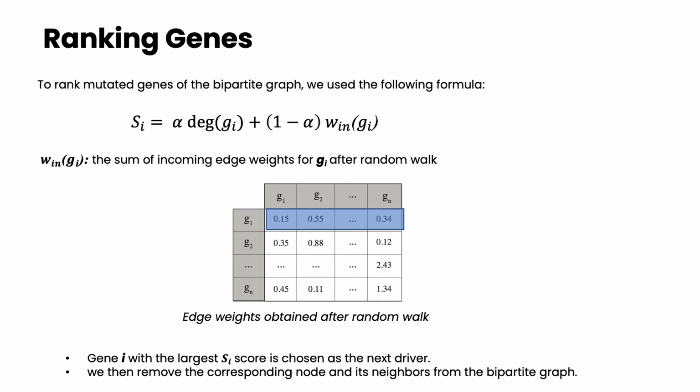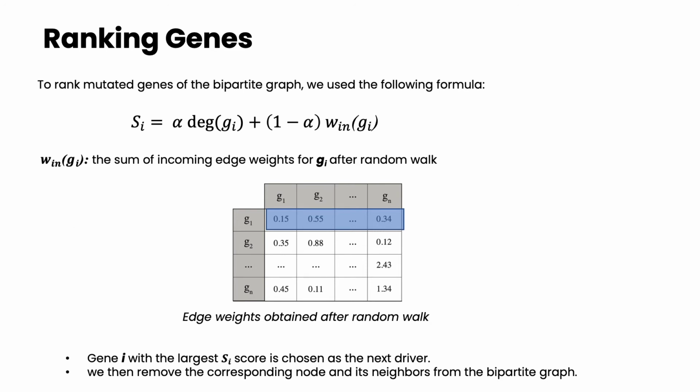The score of a mutated gene is equal to alpha multiplied by the degree of the mutated gene i, plus 1 minus alpha multiplied by the weight of the incoming edge of the mutated gene i. And the weight of the incoming edges of the mutated gene i is equal to the sum of the incoming edge weights for gene i after the random walk. And the gene i with the largest score is chosen as the next driver.